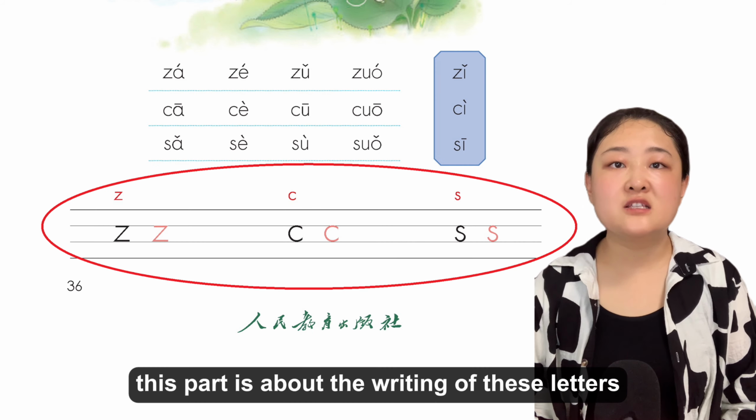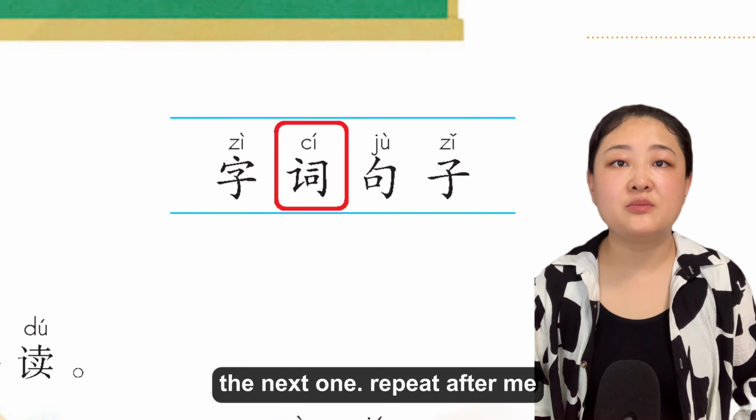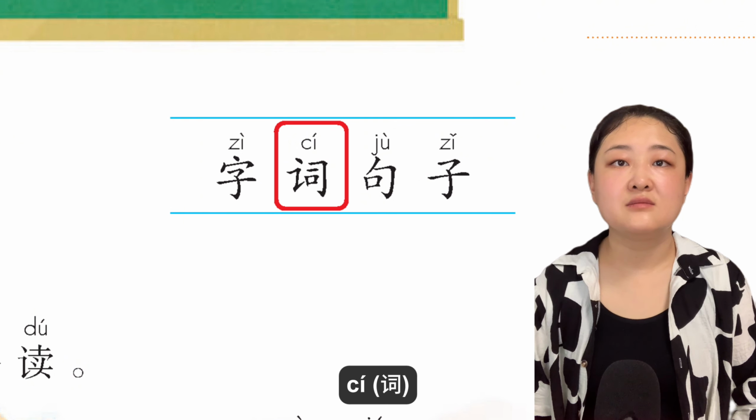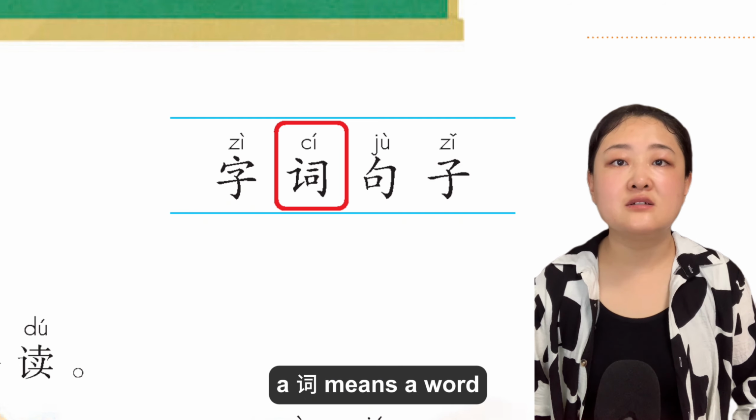Alright, this part is about the writing of these letters or of these pinyin symbols. We'll skip this part. This section introduces some characters and words with the sounds of these three 声母 in them. Let's first go over these characters. The first one is 字. Repeat after me. 字. It's a 整体认读音节, so we don't do the spelling. A 字 is a character. The next one, repeat after me. 词. Also a 整体认读音节. A 词 means a word.